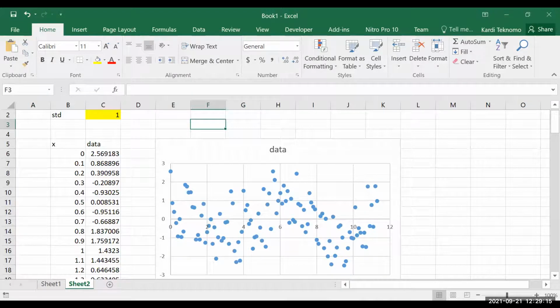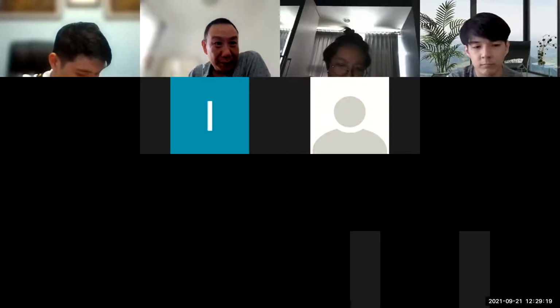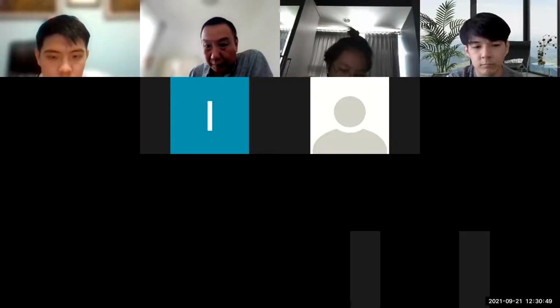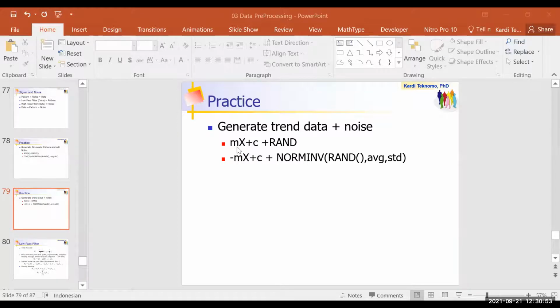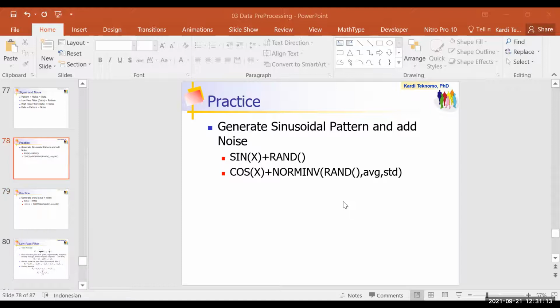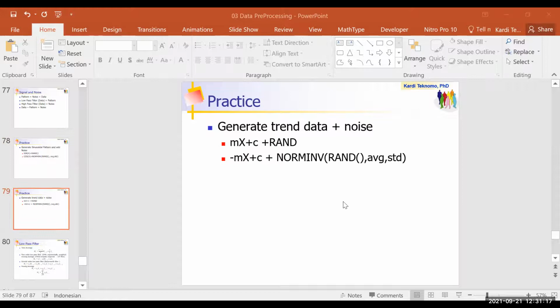Okay, that one first. You make it. If you have this formula, so if you have some certain gradient, M, and certain intercept C here, similar to a while ago, then you can create trend pattern, and you add some noise. That is another way. So this is a cyclical pattern, and here is the trend pattern. It is practically just a line, and then you add noise. It's up to you which one you want to use.